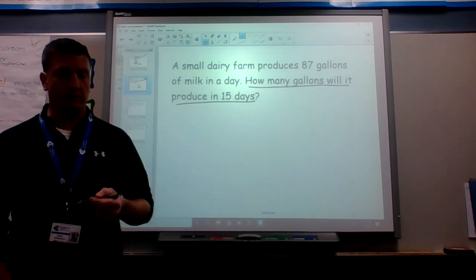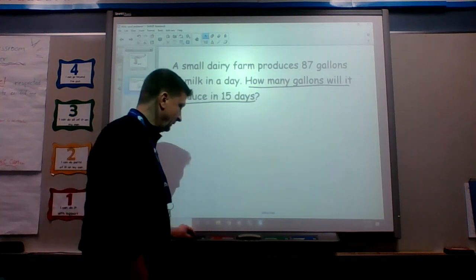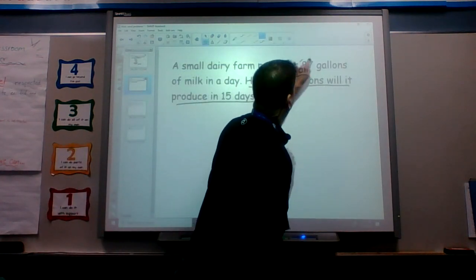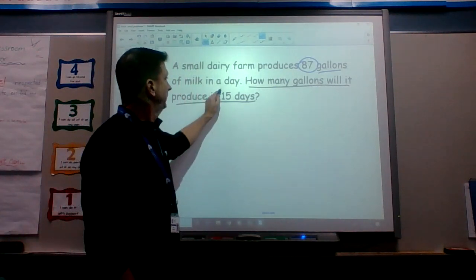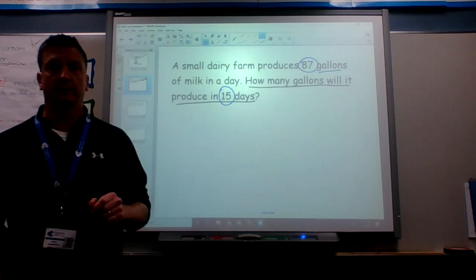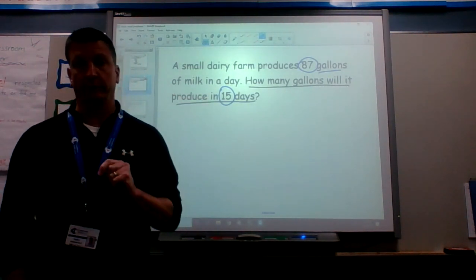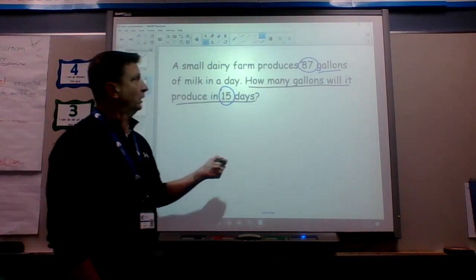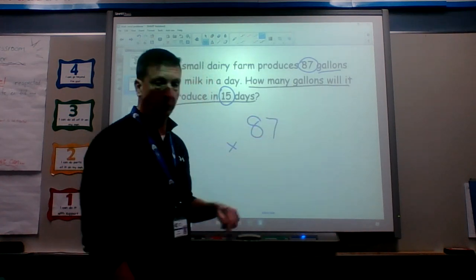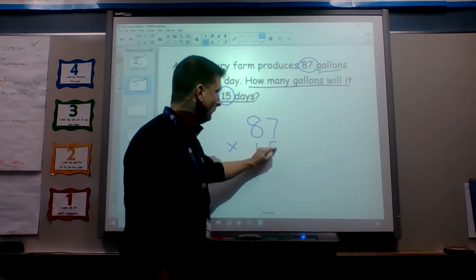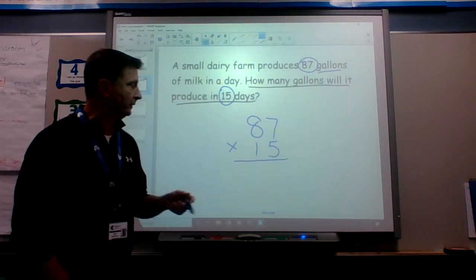So I need to go back and look at what important information do I have. I know that it has 87 gallons in one day, and I know that I'm working off of 15 days. So I can either take 87 plus 87 plus 87 plus 87 for 15 different groups, or I can use repeated addition by multiplying it. And we can follow the traditional algorithm or the traditional method of multiplication.